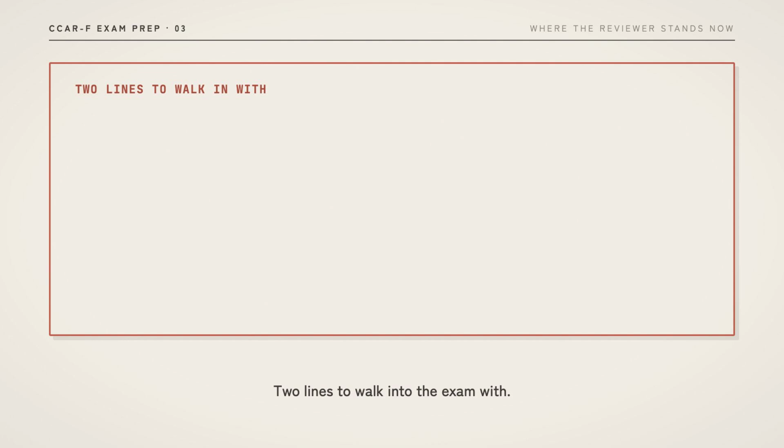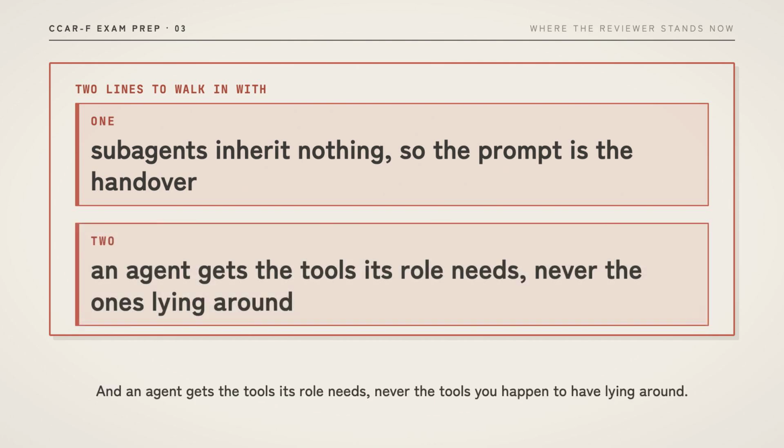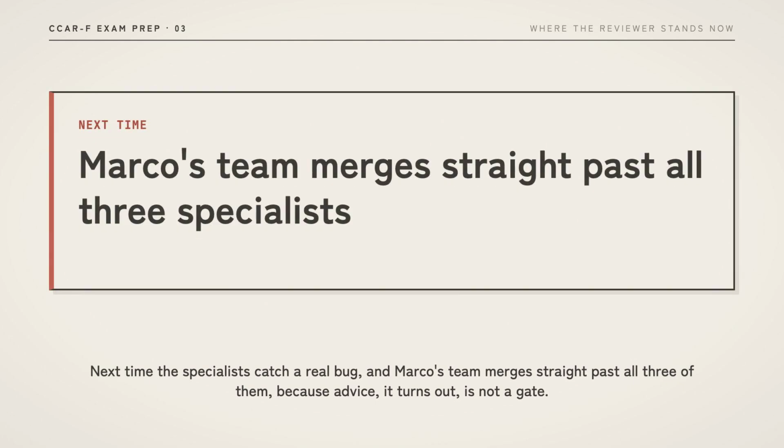Two lines to walk into the exam with. Subagents inherit nothing, so the prompt is the handover. And an agent gets the tools its role needs, never the tools you happen to have lying around. Next time, the specialists catch a real bug, and Marco's team merges straight past all three of them, because advice, it turns out, is not a gate.